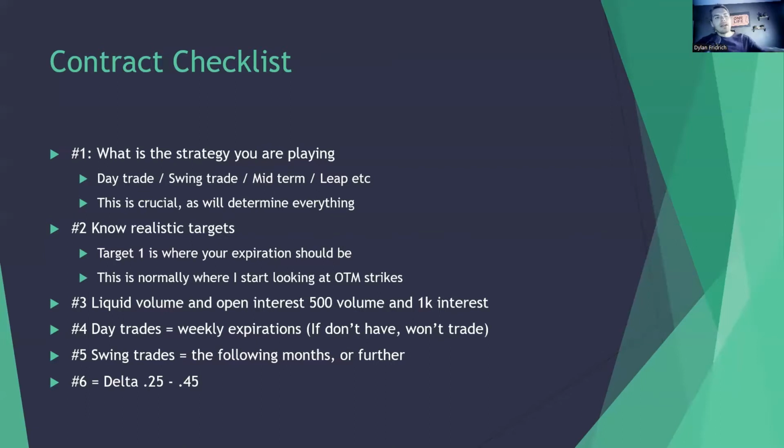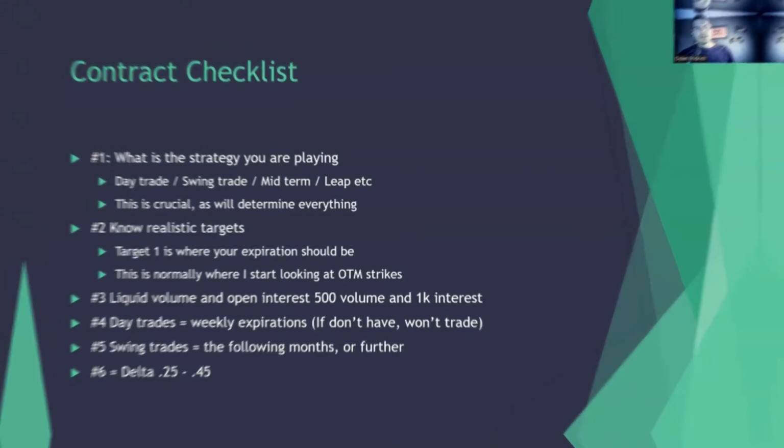So finally, delta: aim for 0.25 to 0.45. Ideally, honestly, 0.25 is probably too low. Okay. Go shoot for higher than that, guys. Go like 0.35 to 0.45 when possible, or somewhere in that range. 0.25 is a little low for that.